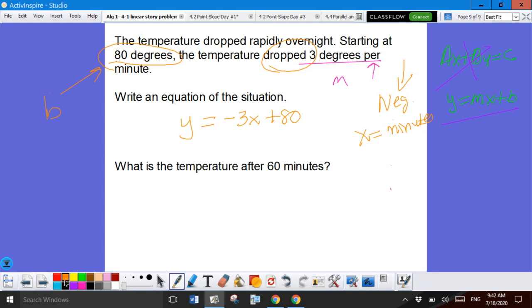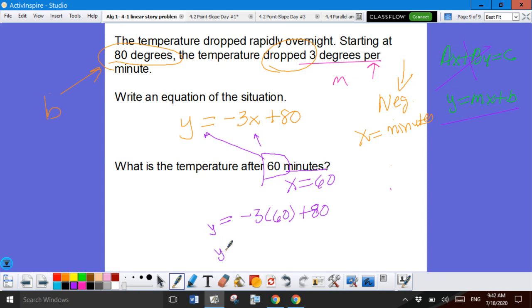All right, so let's figure out how to finish this problem. It says, what is the temperature after 60 minutes? So is that my x or is that my total? Is it going to go here or is it going to go there? If you said that's not a total, you're right. It's going to go in for the x. So it's x equals 60. So -3 times 60 plus 80 is what I'm solving for.